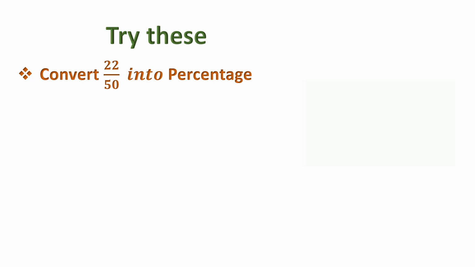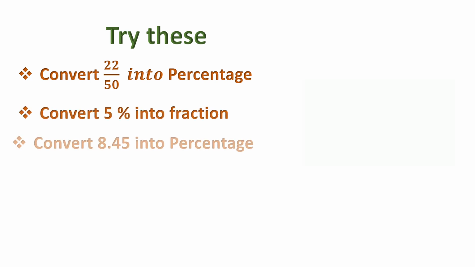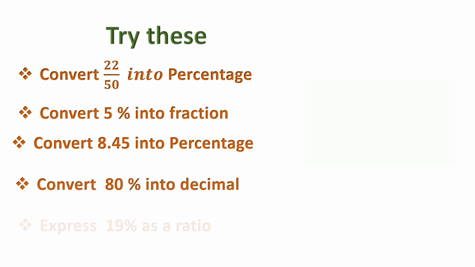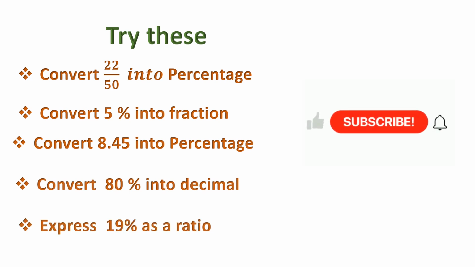Okay, now you can try this at home. Convert 22 over 50 into a percentage, convert 5% into a fraction, convert 8.45 into a percentage, convert 80% into a decimal, express 19% as a ratio. Please try them and check it out.